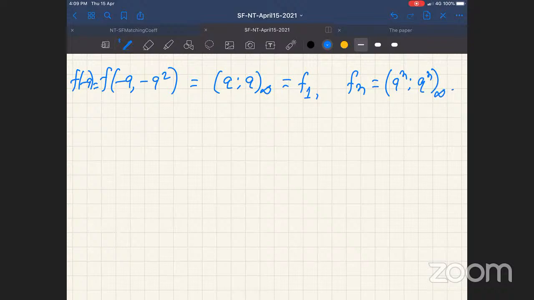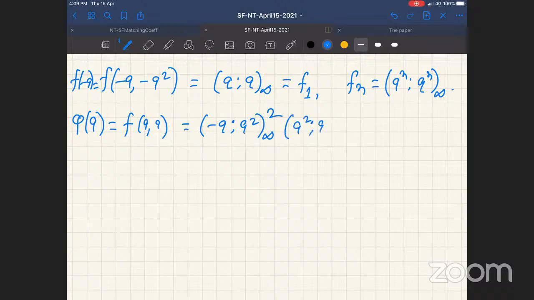For example, f1 is (q², q²; q²)∞, φ(q), and that is f(q, q). And this is, by Jacobi's triple product identity, we have (−q; q²)∞ squared, and there are two terms like that, because it is −q and −q, then (q²; q²)∞. And we have another Ramanujan's theta function, f(q, q³).